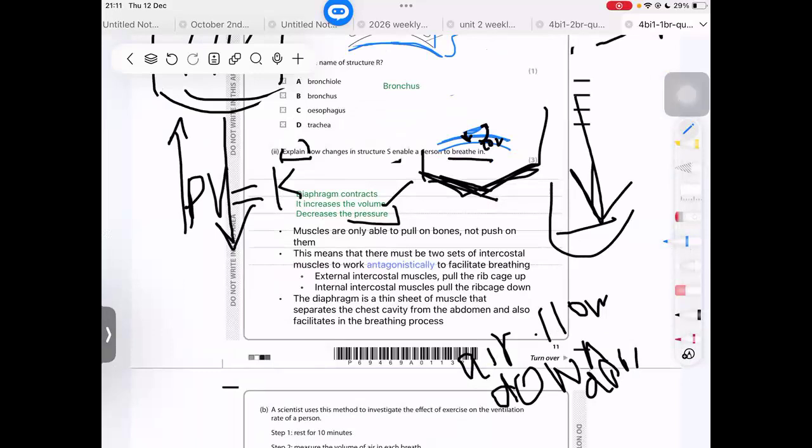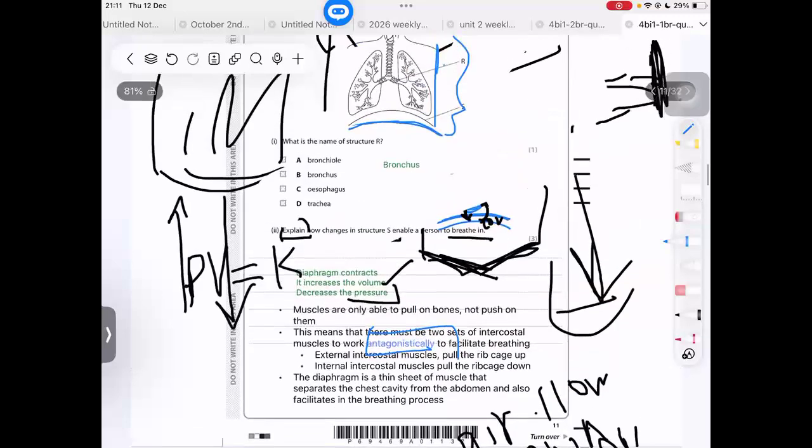You can see that apart from the diaphragm, we do have two other muscles called the external intercostal muscles and the internal intercostal muscles. You must know that they also work antagonistically. That means when one contracts, the other relaxes, right? During breathing in. So you should know about that part as well.